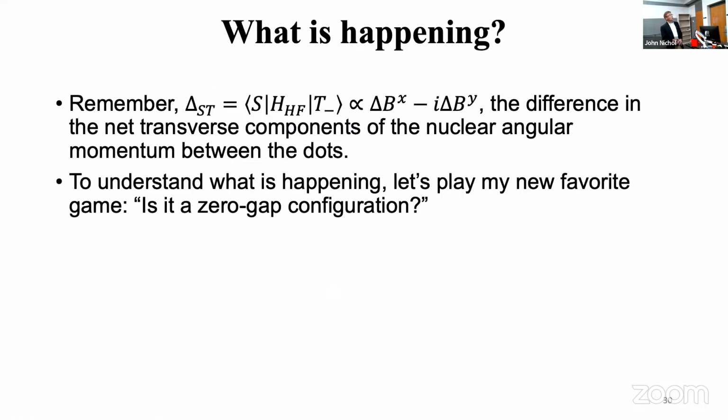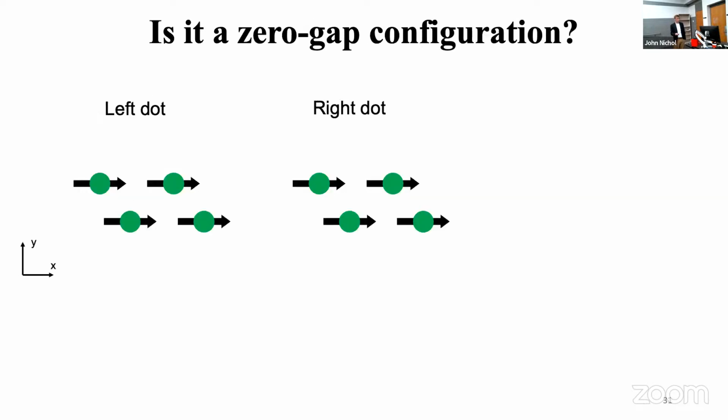So here's now what we understand is happening in this situation. Remember that this hyperfine coupling between S and T minus is the difference in the net transverse polarization of the nuclear angular momentum between the two dots. So to get a feeling for what's happening here, let's play my new favorite game: is this a zero gap or zero coupling configuration of the nuclear spins? This is where I need some audience participation.